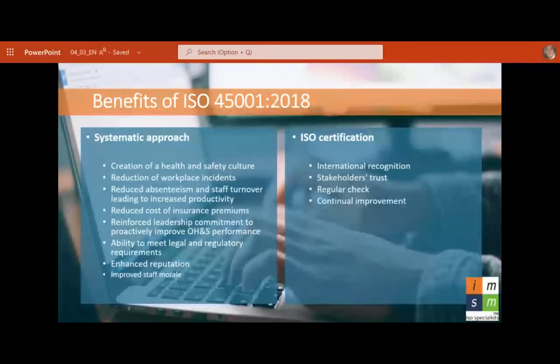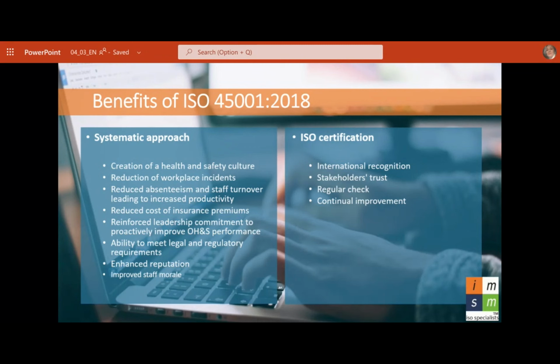The benefits of ISO 45001: it's a systematic approach, creation of a health and safety culture, reduction of workplace incidents, reduced absenteeism and staff turnover leading to increased productivity, reduced cost of insurance premiums. It reinforces leadership commitment to proactively improve the occupational health and safety performance. The ability to meet legal and regulatory requirements, enhance reputation, improve staff morale.